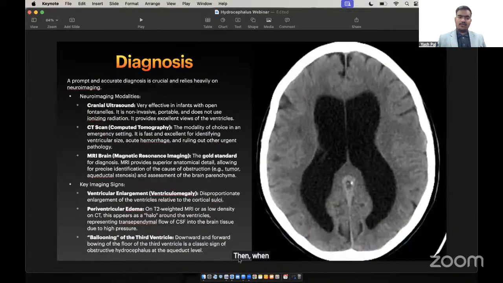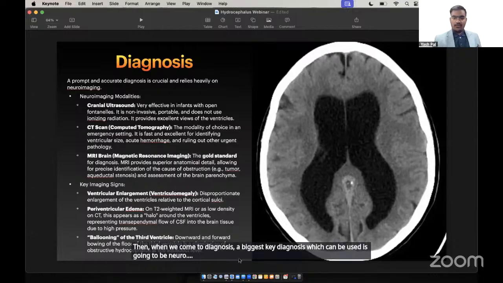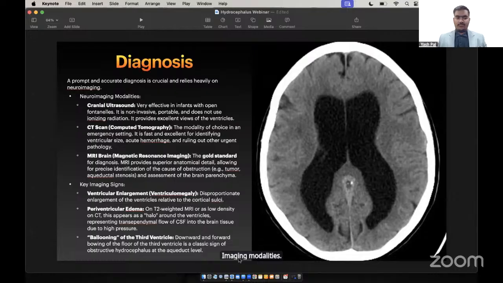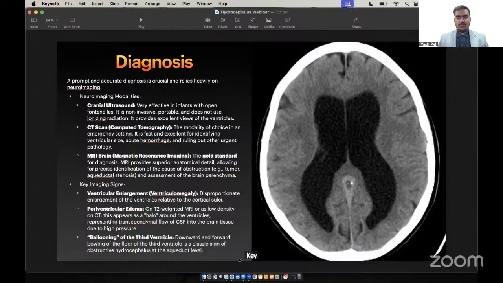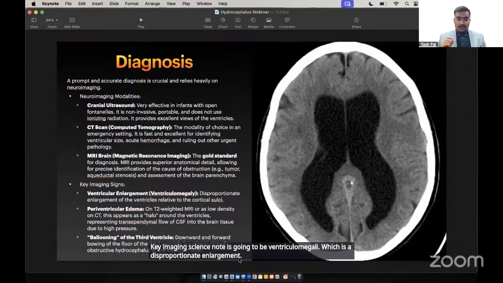Then when we come to diagnosis, the biggest key to diagnosis is neuroimaging modalities. Cranial ultrasound, CT scan, and MRI are all very helpful, MRI being the gold standard in this case. Key imaging signs to note include ventriculomegaly, which is a disproportionate enlargement of the ventricles relative to the cortical sulci.